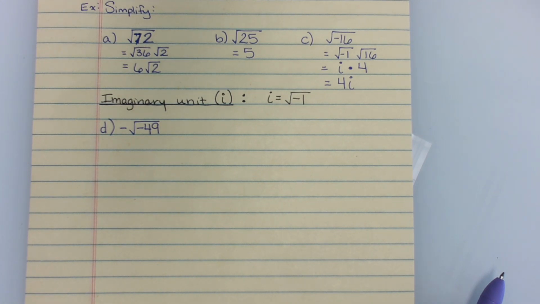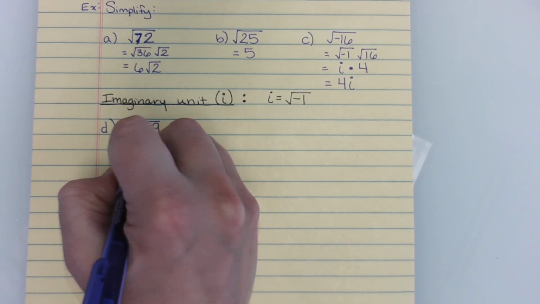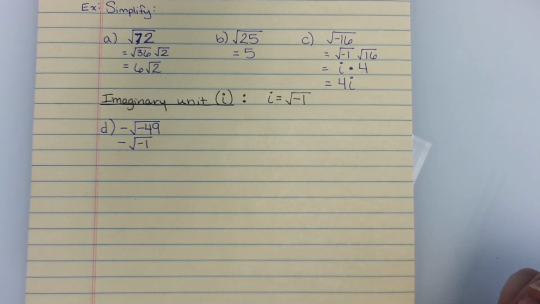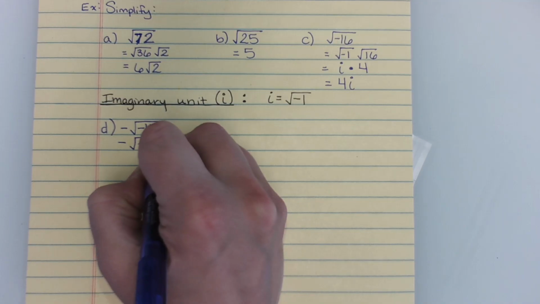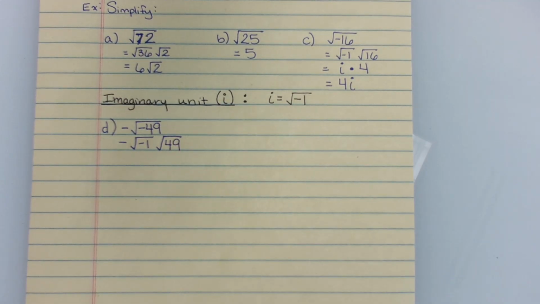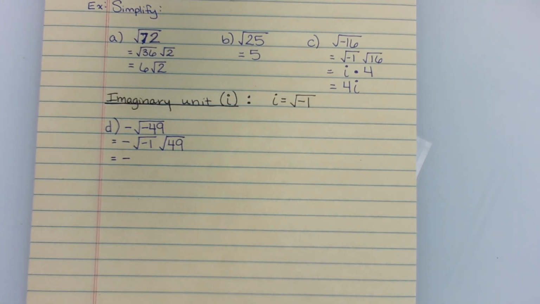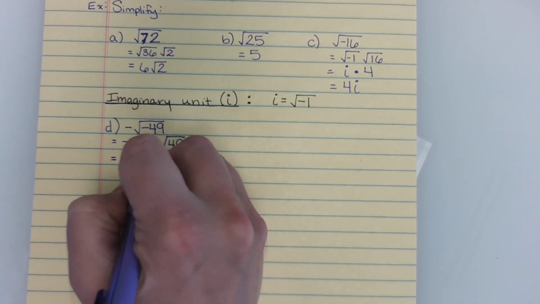Now I can break it up into separate square roots if I want. I pull the negative 1 off, and when I divide negative 49 by negative 1, I'm left with a positive 49, and then I can simplify each individual piece. As a result, I would get negative 7i.